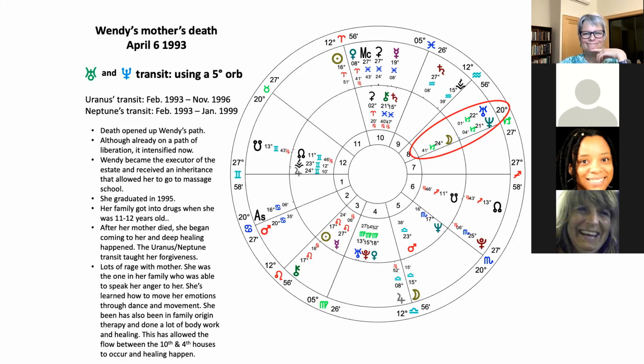I was deep into receiving body work and healing, and I had huge grief. Just look at the moon in Capricorn. A lot of grief that I was processing, and that went on for a long time.